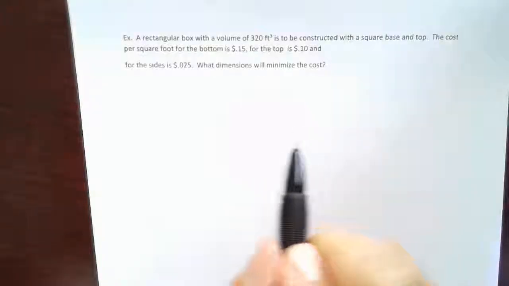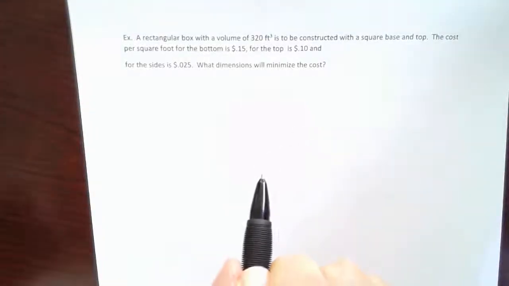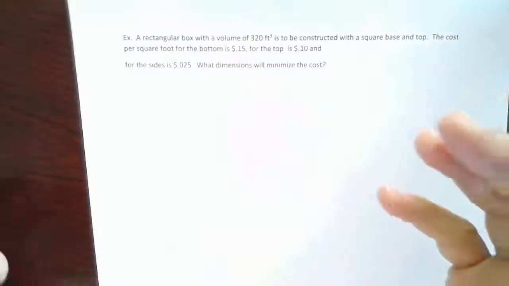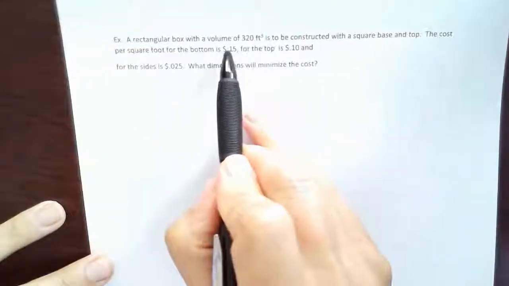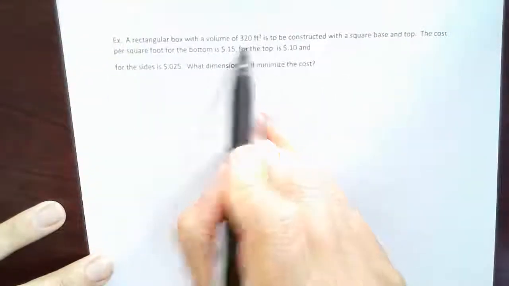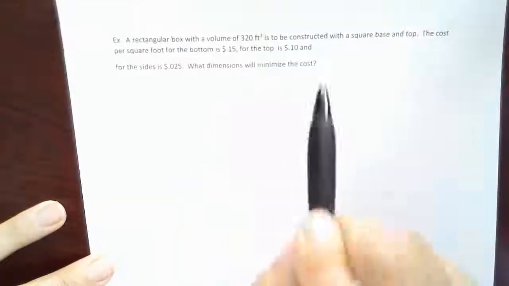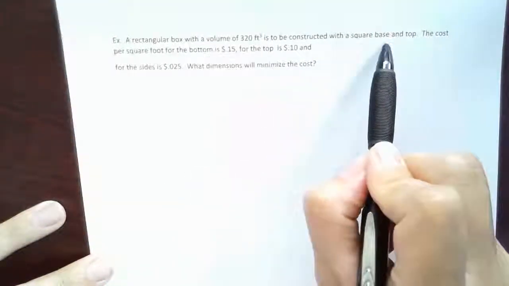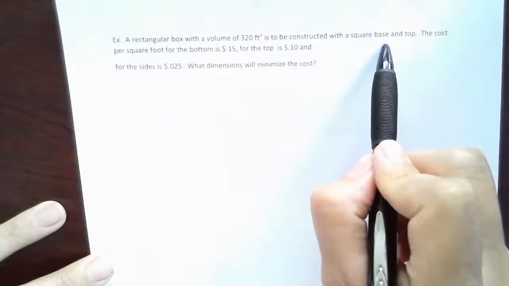Here's another problem. This one's a little bit different. It's talking about the cost of constructing this box. So you have a rectangular box. Here's your constraint. Volume has to be 320 feet cubed. It's to be constructed with a square base. That's important, a square base on top.